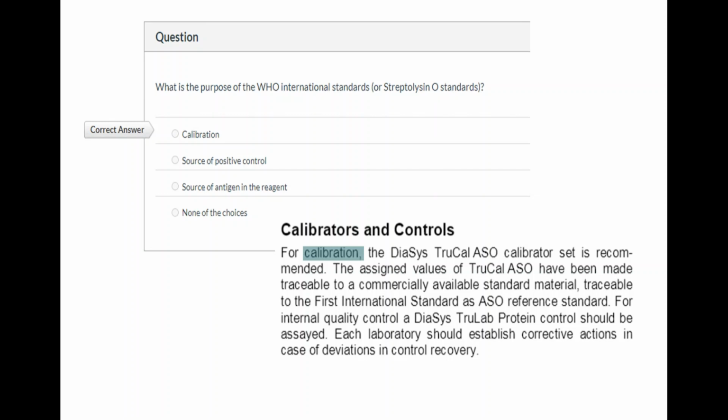quality assurance. So in most of the testings that we do, including chemistry, even in hematology, and here in serology, we use standards for calibration. Okay? And please remember that if the reagent uses WHO international standards, the result must be reported as IU per ml. And if the streptolysin O standard is used, the result must be reported in Todd units.